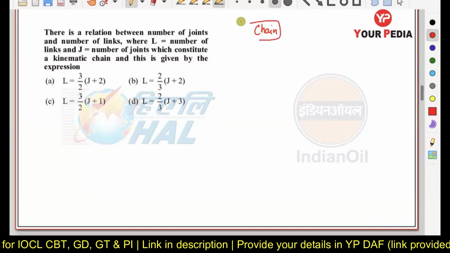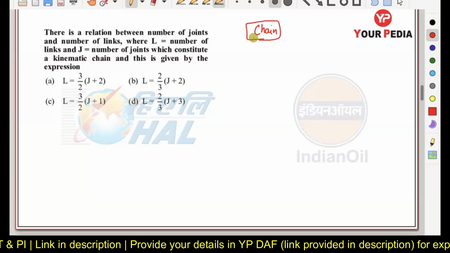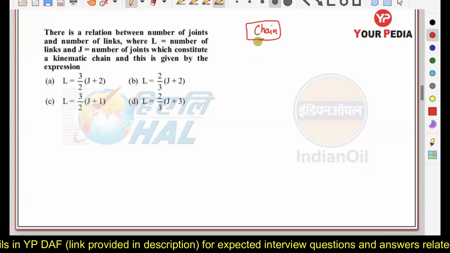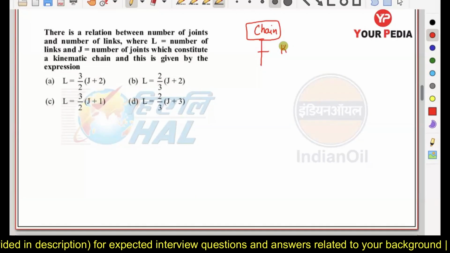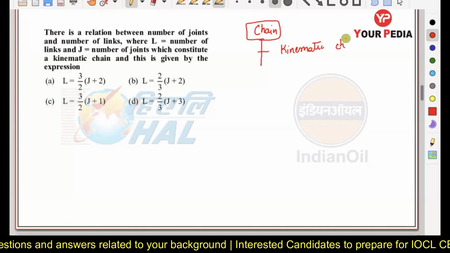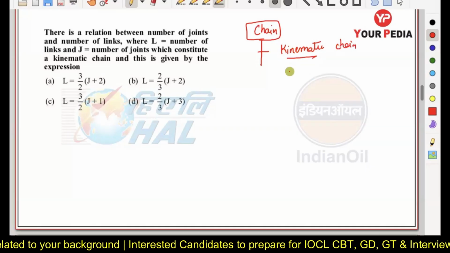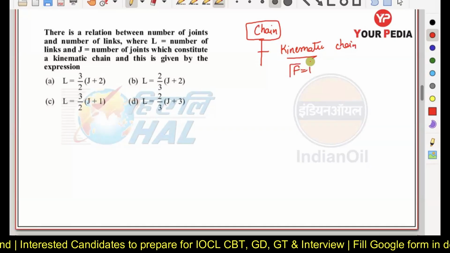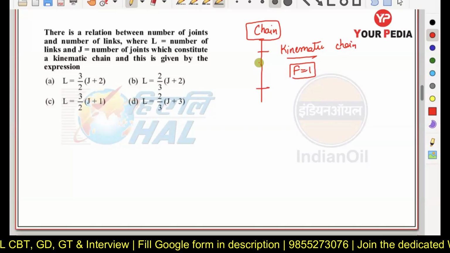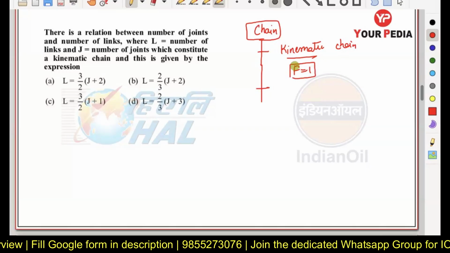The number of links are connected in such a way that the first and the last link have to be connected with each other. Now the chain can be a kinematic chain, a non-kinematic chain, or it may act as a structure also. In the case of a kinematic chain, the degree of freedom is going to come out to be 1. That means only one input is required to control each and every link here.